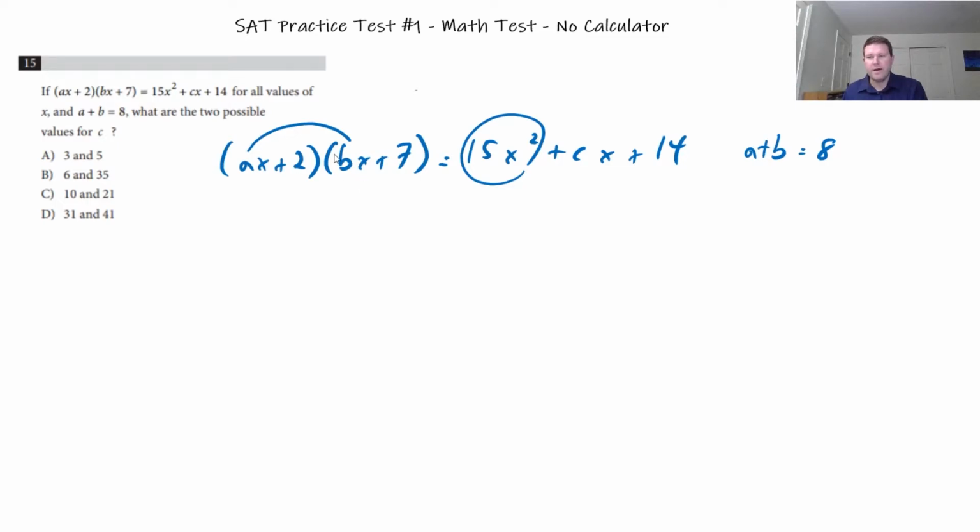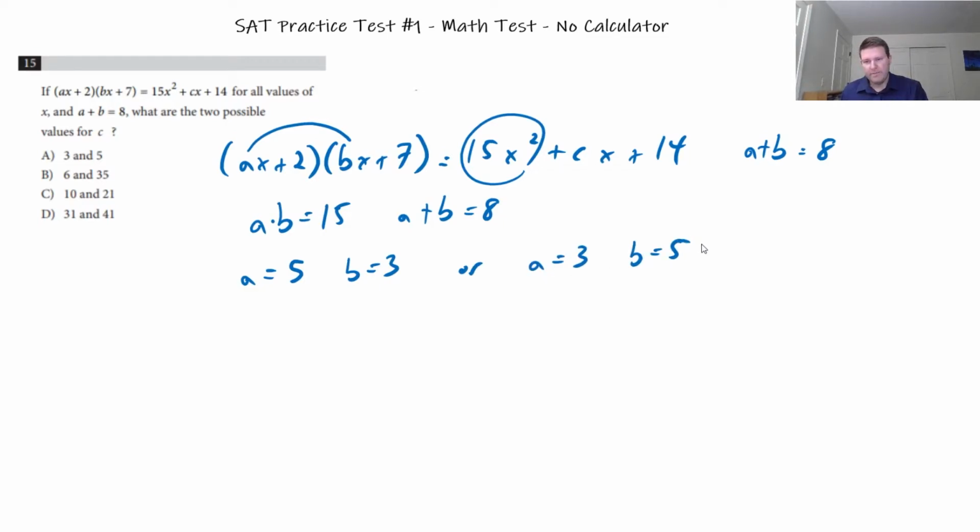So now you can think, okay, if a times b has to equal 15 and a plus b equals 8, what could a and b be? So it would have to be 5 and 3, right? So that they multiply to get 15 and then they add to get 8. So what's kind of weird is a could be 5 and b could be 3, or a could be 3 and b could be 5. And that's where these two different c values are going to come from.